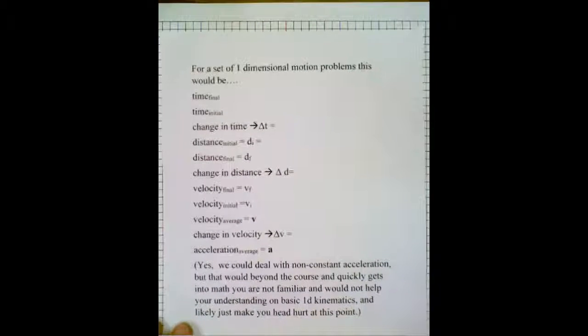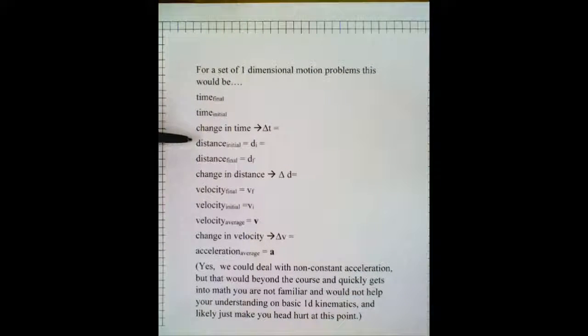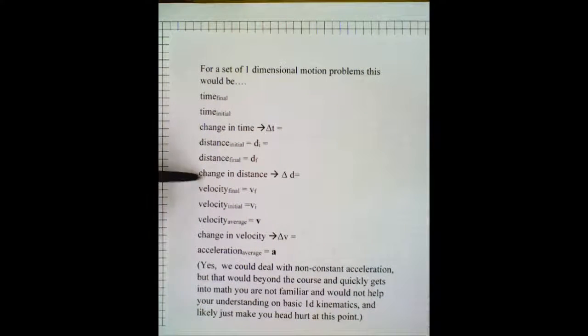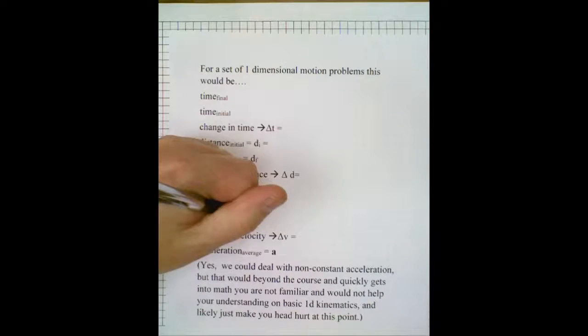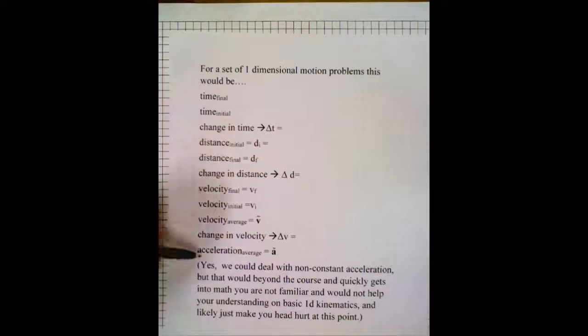Basic kinematics. Here's the basic list of what we're going to be solving for or looking to find: time final, time initial, change in time, which is delta t; distance initial, distance final, change in distance; velocity final, velocity initial, and the average velocity, which sometimes is written with a bar over the top. Same thing for the acceleration.